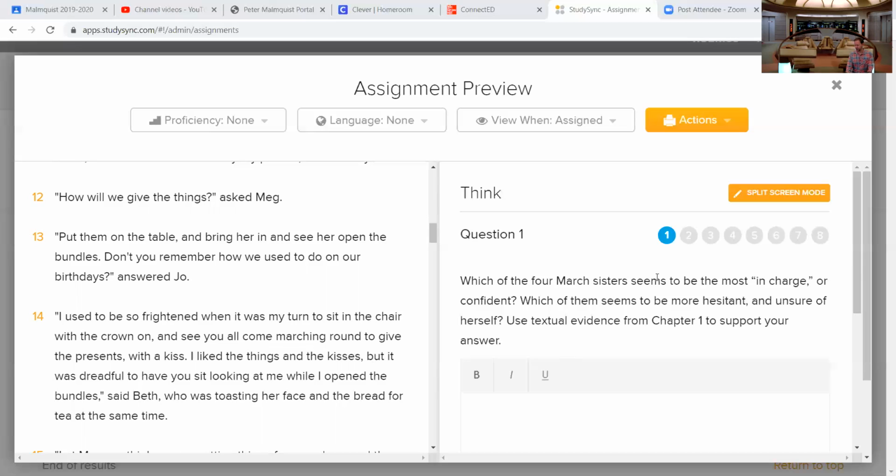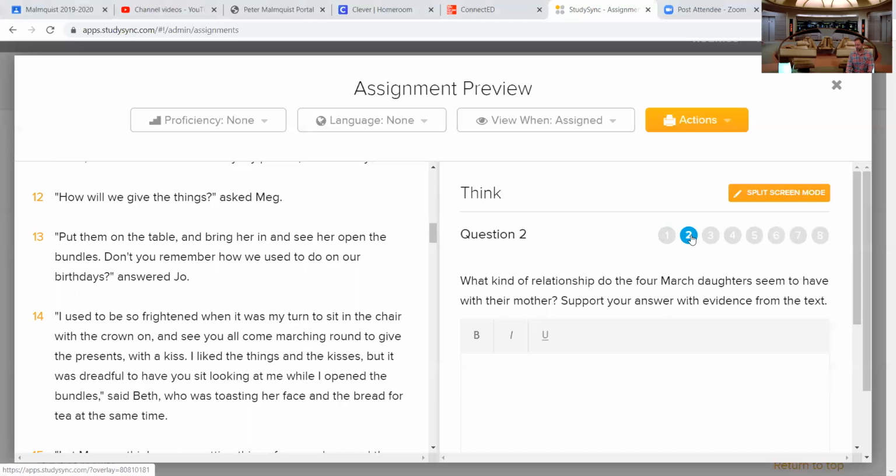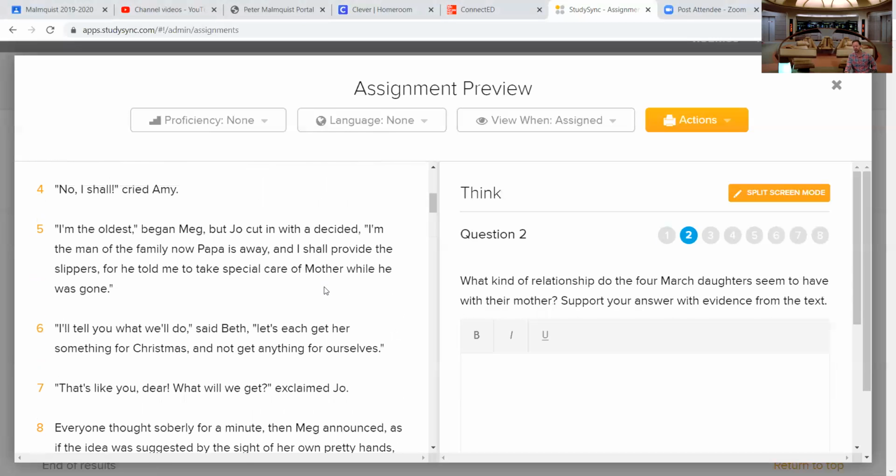All right, let's go to question 2. Question 2, what kind of relationship do the 4 March daughters seem to have with their mother? Support your answer with evidence from the text. Again, really pulling out that evidence from the text, you guys. So let's go back up to paragraph 6. Paragraph 6 are talking about how they feel about their mom and what they're going to do for their mom.